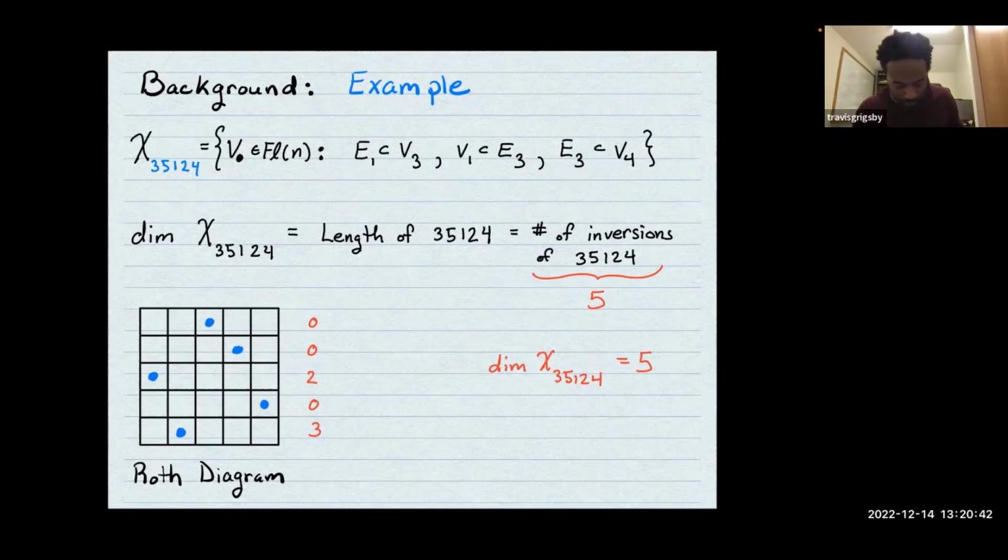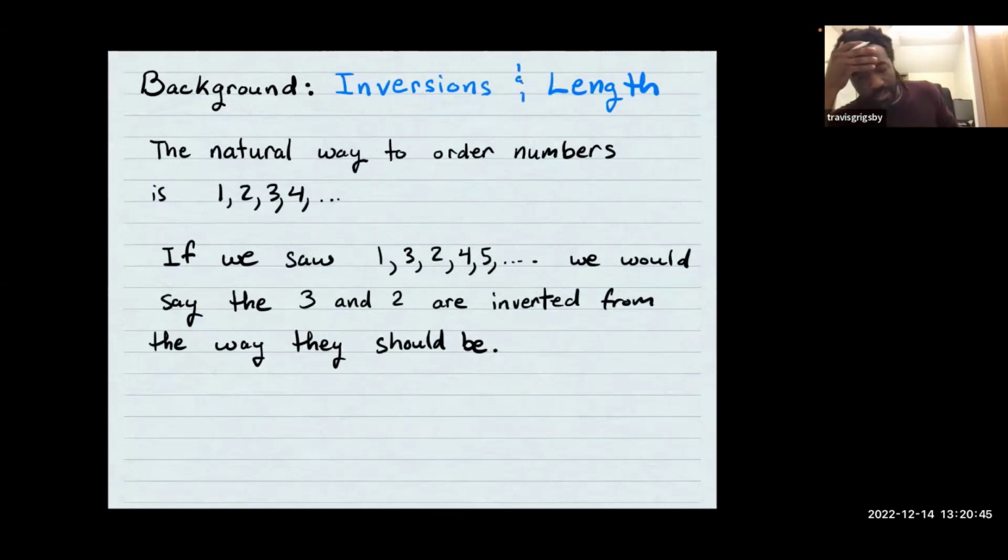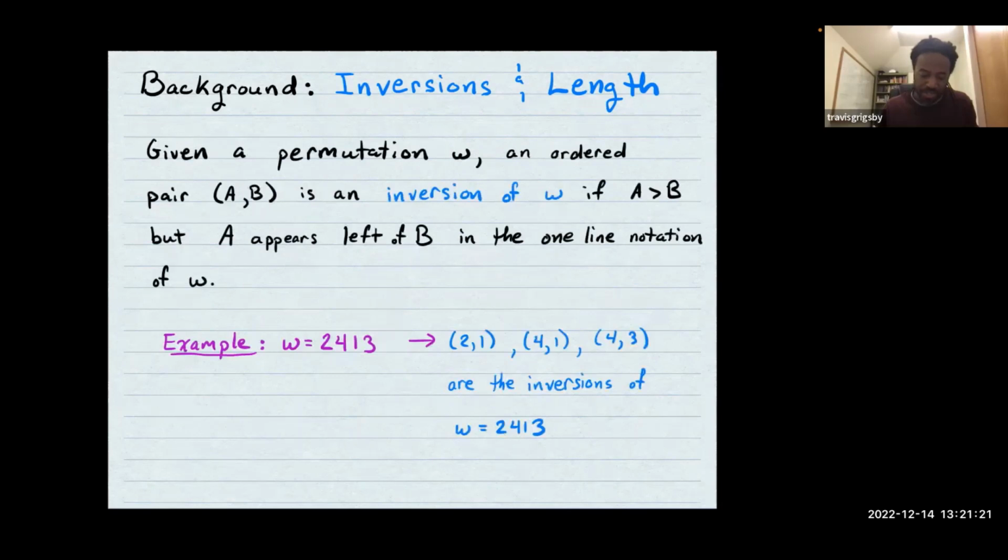Okay. So like I said, I'm assuming nothing, even though I wrote the dimension as the number of inversions. I'm also assuming that maybe you don't know that. And I'll need this later on because I'll be talking about inversions constantly. So what's an inversion? Well, the natural way to order numbers is 1, 2, 3, 4, 5, and so on. So if you saw a list of numbers that was 1, 3, 2, 4, 5, you would say that 3 and 2 are out of order. They're inverted from the way they should be. And that's basically what an inversion is.